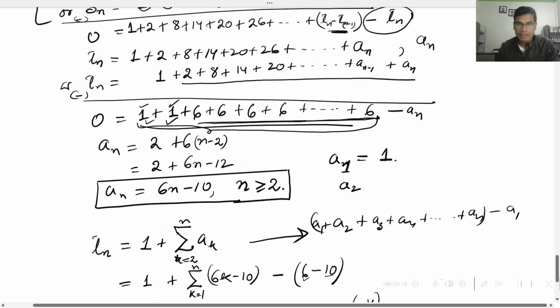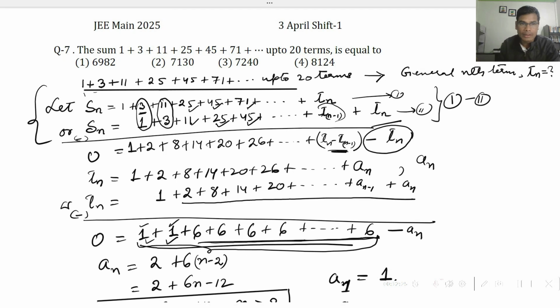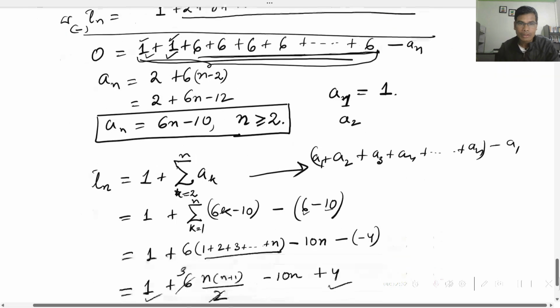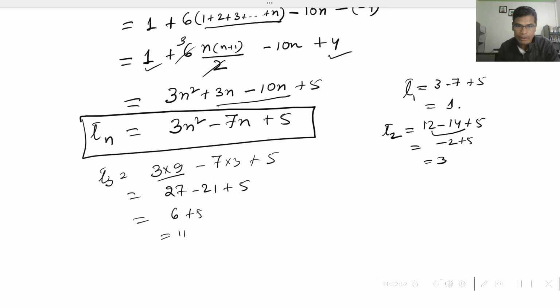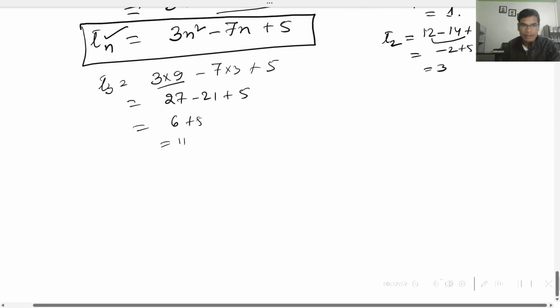So this is true as per the given series. When n is equal to 1, we get this. When n is equal to 2, we get this. When n is equal to 3, we should get 11. So n is equal to 3, that is t suffix 3. So this will be 3 into 3 square, that is 9, minus 7 into 3 plus 5. So this is 27 minus 21 plus 5, which is equal to 6 plus 5, which is 11. So therefore, this is the general nth term of the given series.